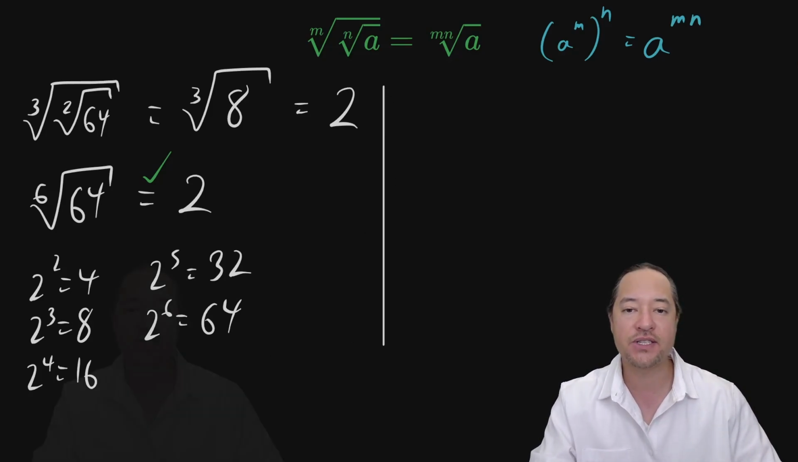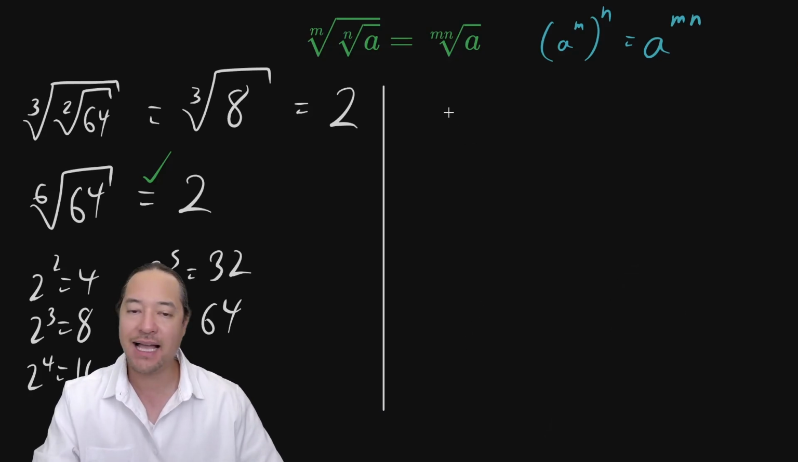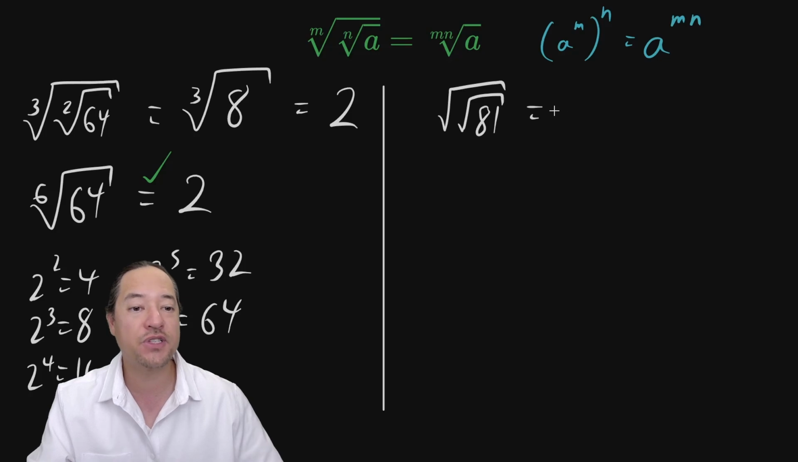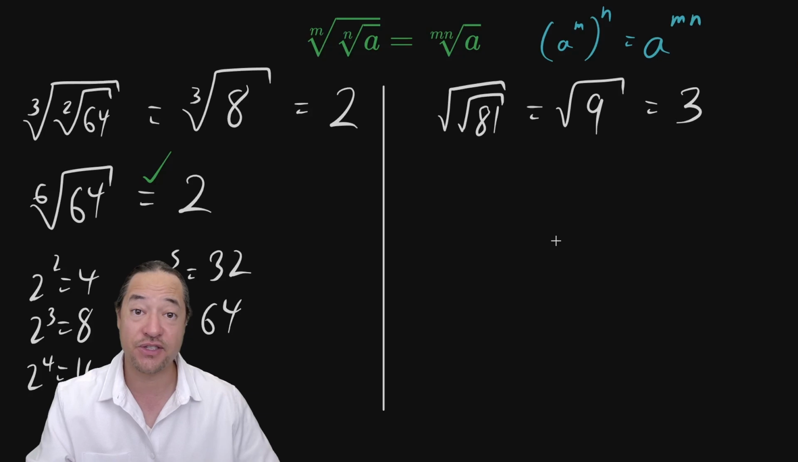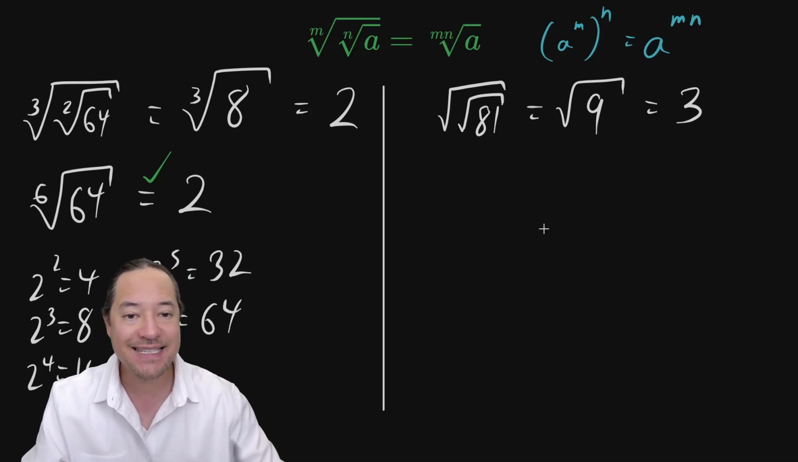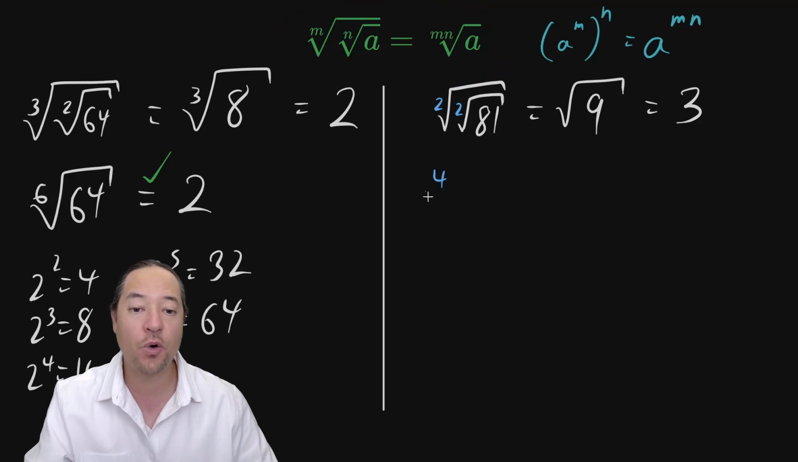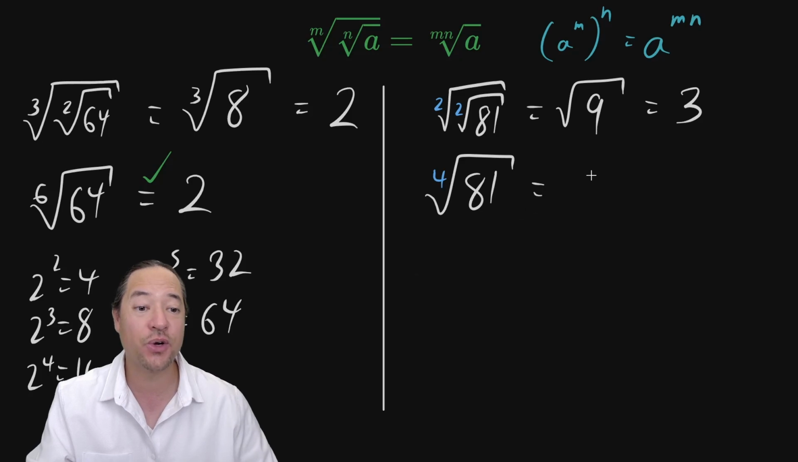Let's try one other example. How about we take the square root of the square root of 81. What's this going to be? Well, if we do the inner square root first, that's the same as the square root of 9, and that is just going to be 3, because 3 squared is 9. So let's do it using our new rule here. We could think of this as a 2 inside of a 2 here. So we can think of this now as the 4th root of 81. And we want to see if that is also going to be 3.